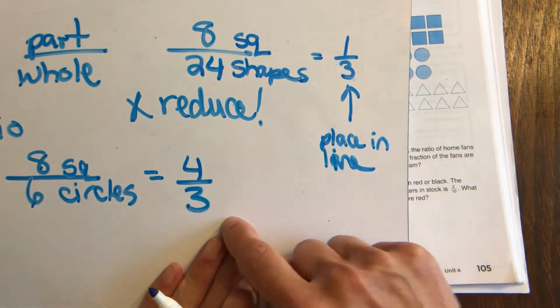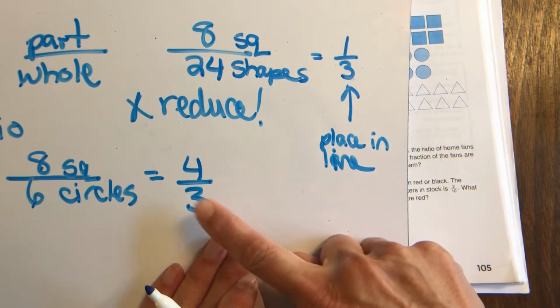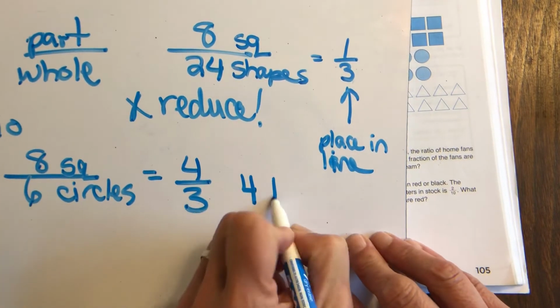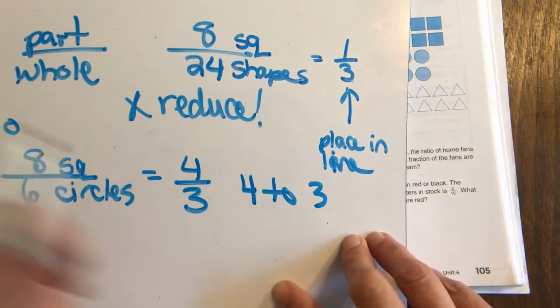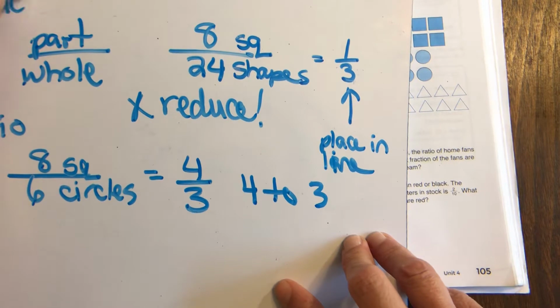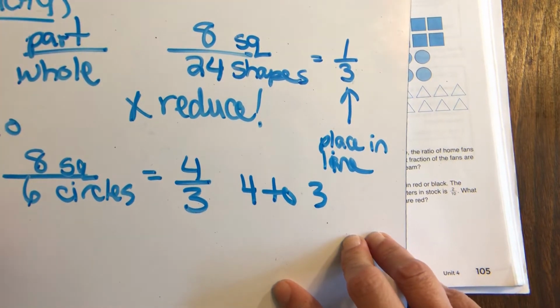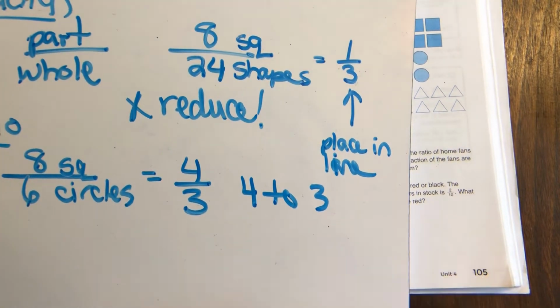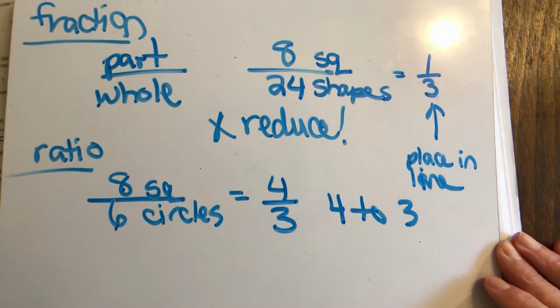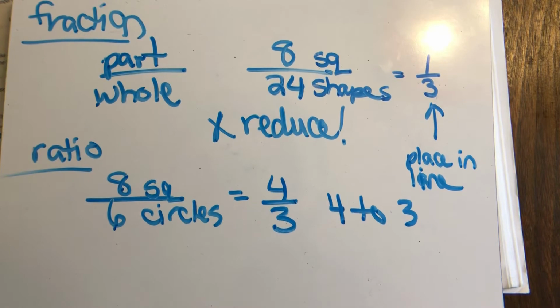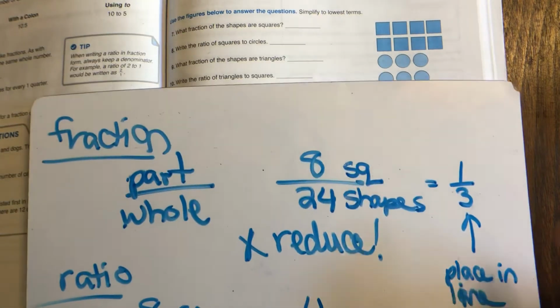Now notice how we say this. We do not say the place in line here. We say this 4 to 3. So it reads differently. So there is a difference between a fraction and a ratio, and it's a very simple concept, but oftentimes we miss these real simple questions because we forgot what a fraction is and how to write a fraction. All right, let's do another one.